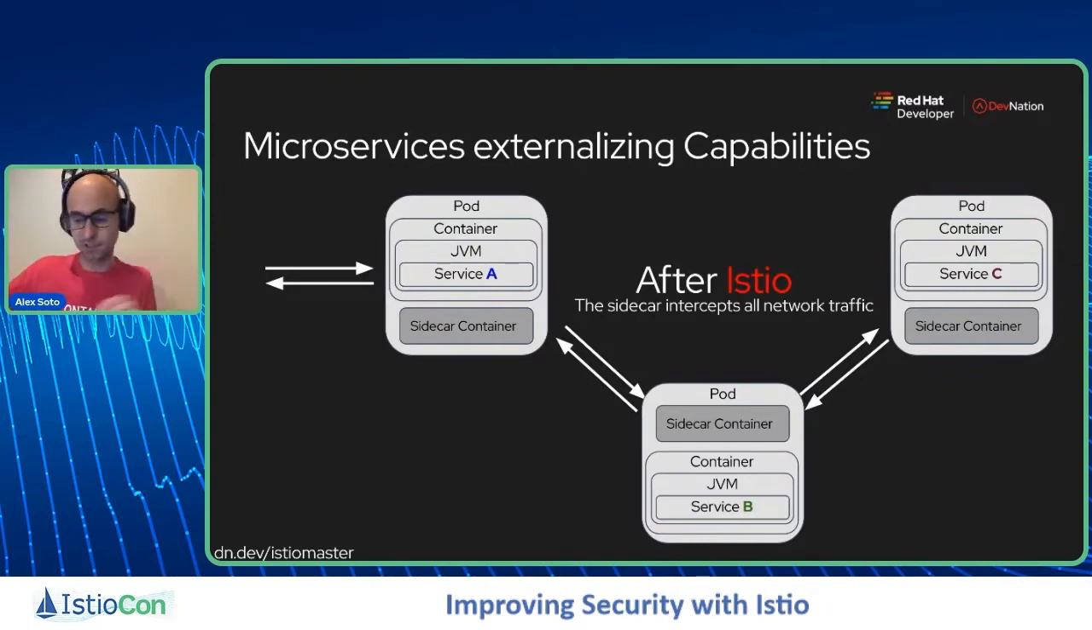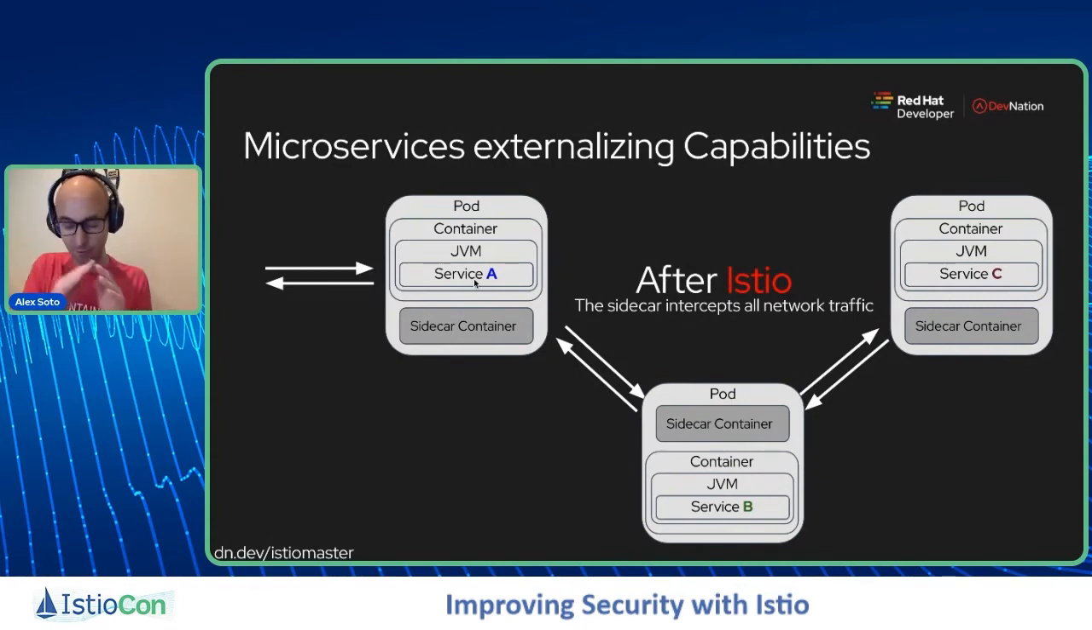And then, of course, this makes more calls and more calls. And then the response from service B goes to the sidecar container of service B, which at the same time, as you might guess, sends the response to the sidecar container of service A. And finally, the response goes to the real service A.